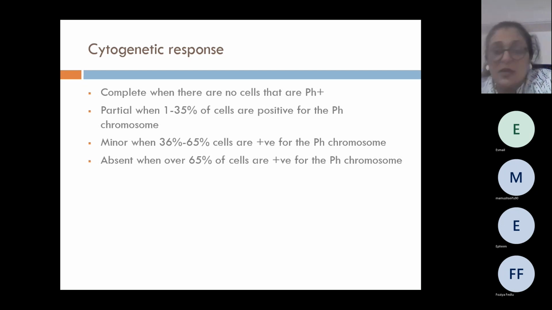Then you have partial response when 1 to 35% of cells are positive for the PH chromosome or Philadelphia chromosome. So in partial response, 1 to 35% of cells will have Philadelphia chromosome. And when you talk about minor cytogenic response, there 36 to 65% of cells will still have Philadelphia chromosome. And when there is no response, over 65% of cells are positive for Philadelphia chromosome. So this is what you mean by cytogenic response.